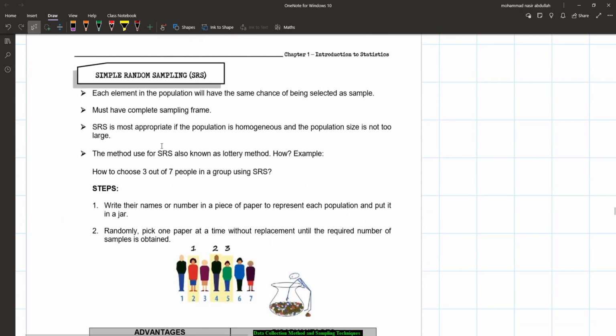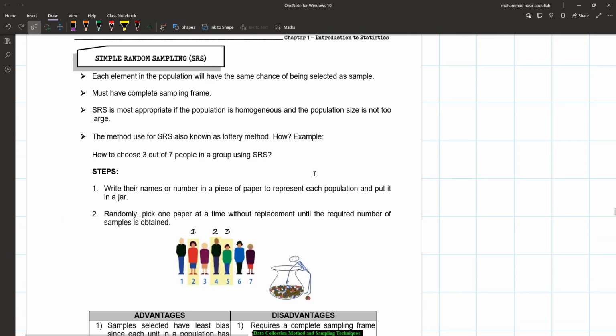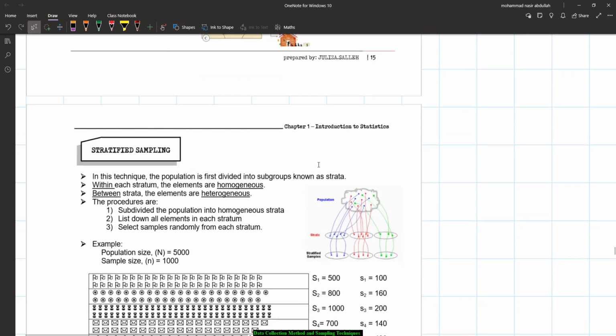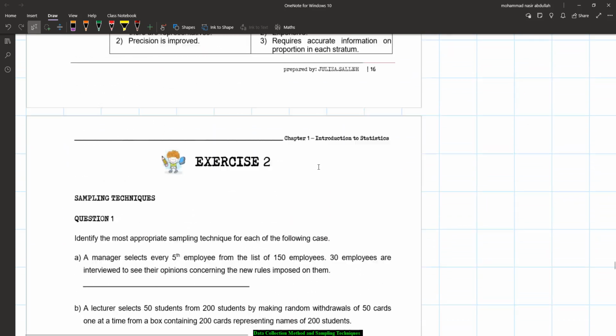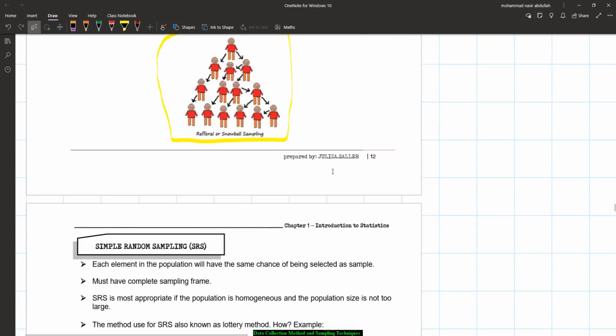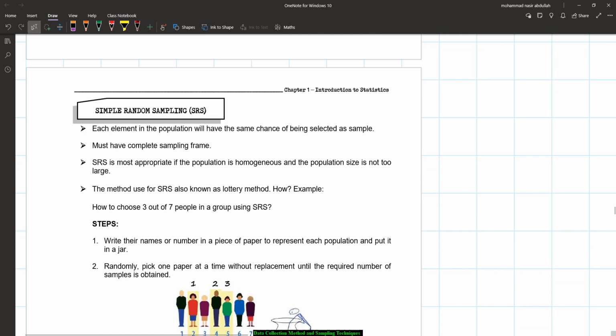So before we go to simple random sampling, systematic, cluster, stratified and multi-stage techniques, kita rehat 5 minit, right? Are you okay? Ada soalan tak berkenaan dengan non-probability sampling techniques? Tak ada? Right, kita take 5 minute rest.